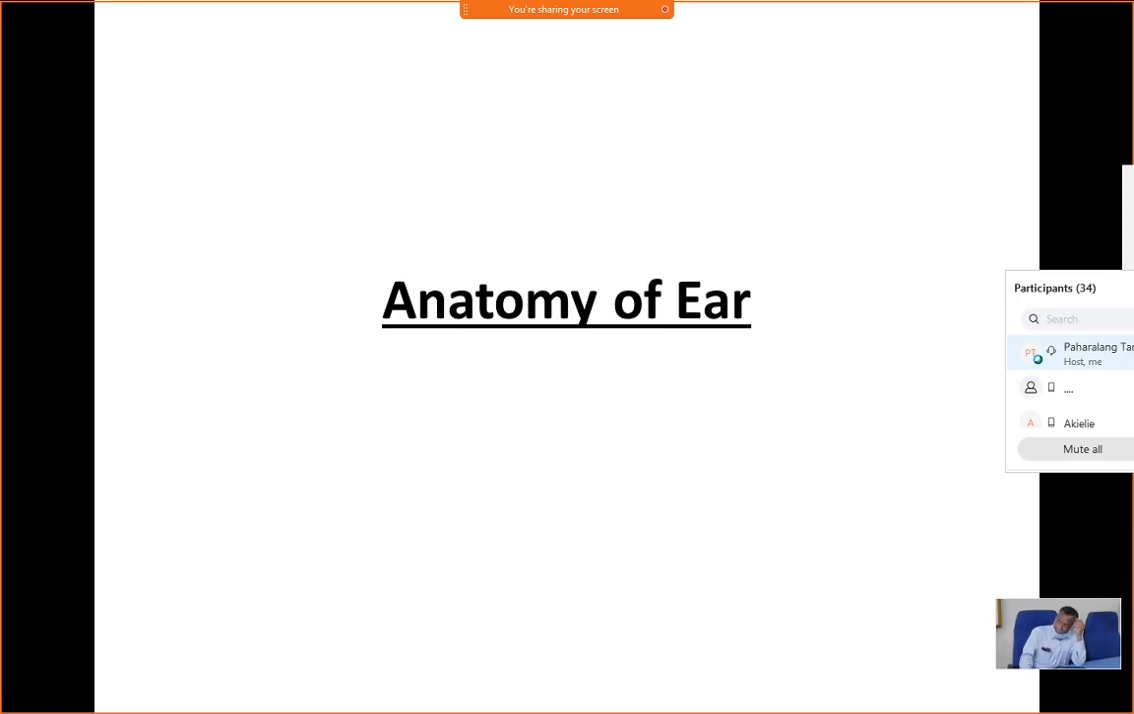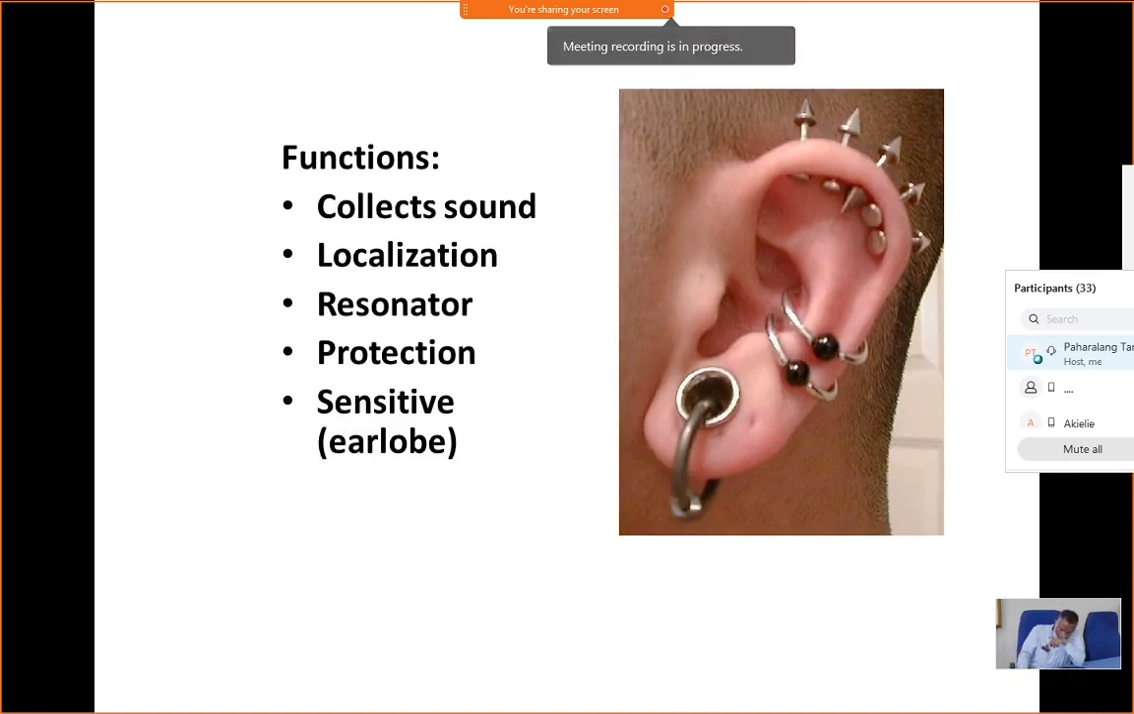So we'll discuss the anatomy of the ear. These are the functions. You can utilize your ear for this purpose also, like earrings. God has made the ear for these functions: it collects sound, helps in localization, acts as a resonator, provides protection, and is sensitive. The ear lobule is the most sensitive part of the whole ear.